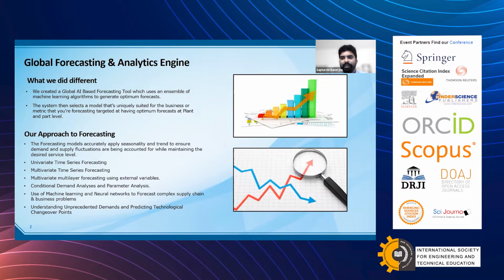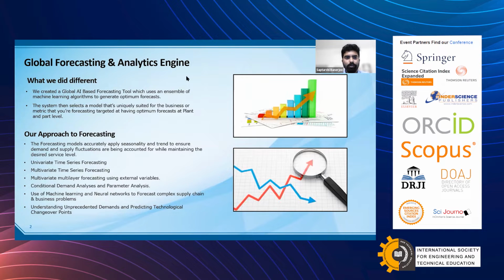We started off with univariate time series forecasting. We also did multivariate time series forecasting. Then we advanced our model to multivariate multi-layer forecasting using external variables. We did conditional demand analysis and parameter analysis, and this is how we use machine learning and neural networks to solve and forecast for complex business and supply chain problems. We also understood what was causing unprecedented demands and how to predict technological changeover points.